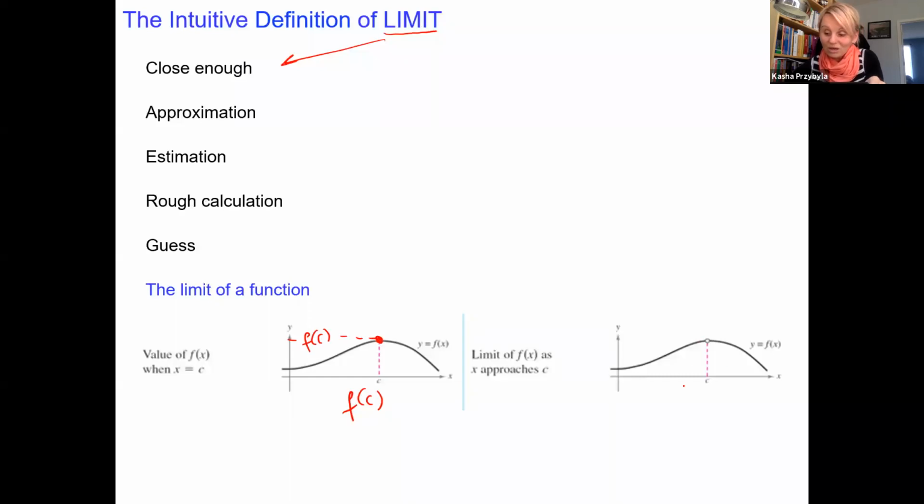But now we have to compute the limit. Limit means we're getting close enough. We will approximate how this curve behaves as x is approaching c. We can even see we do not have that point. It's open. It's not a solid dot, it's an open dot. That means we can't really compute f of c here.